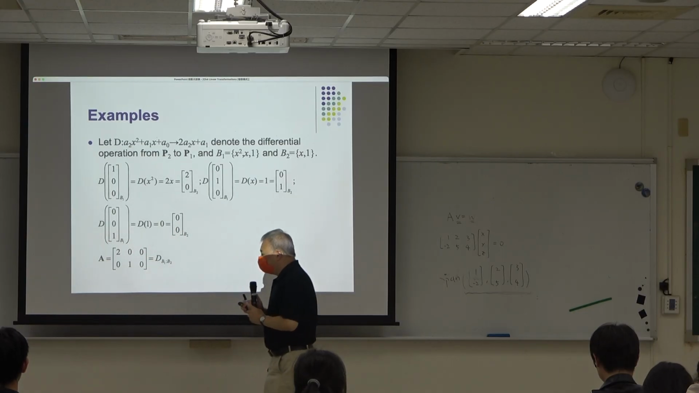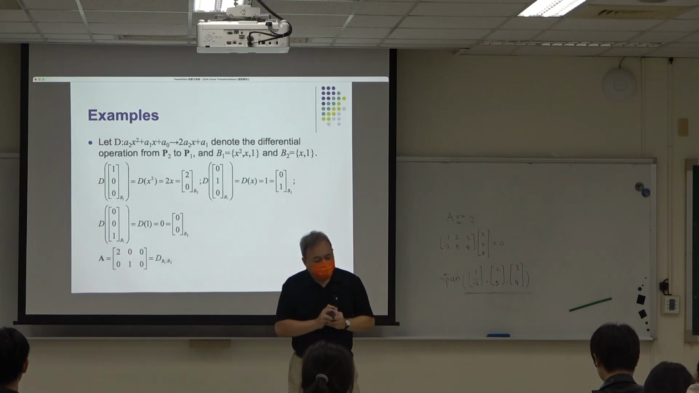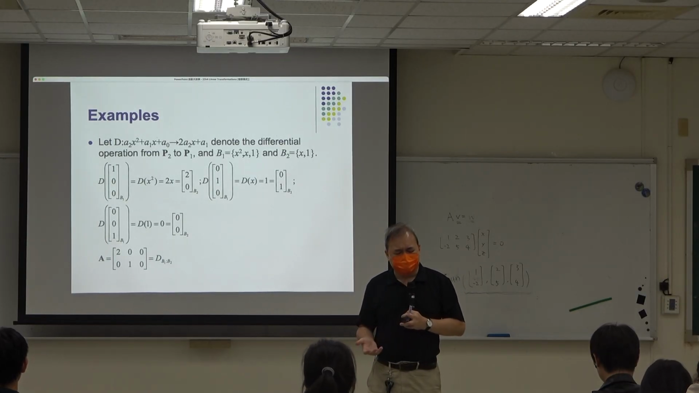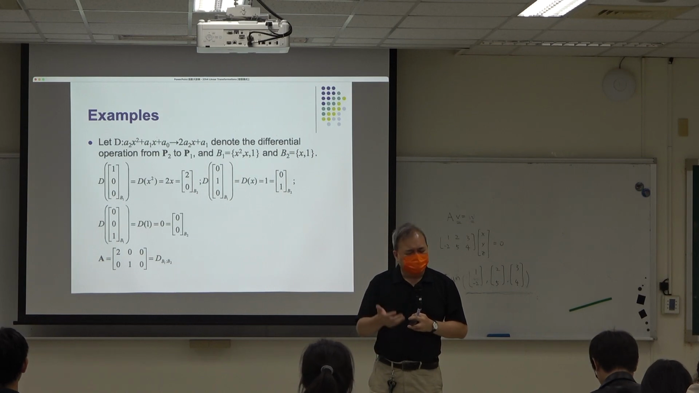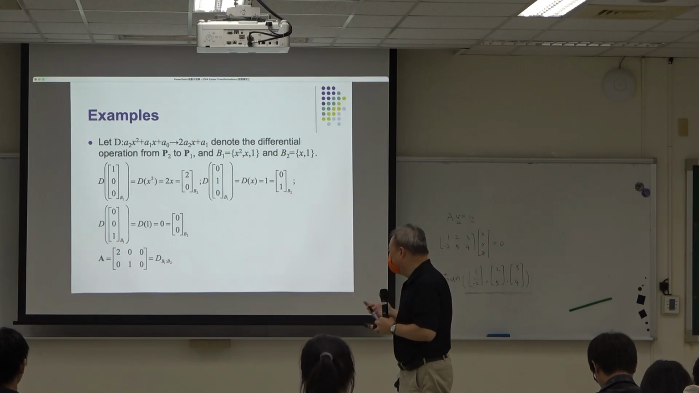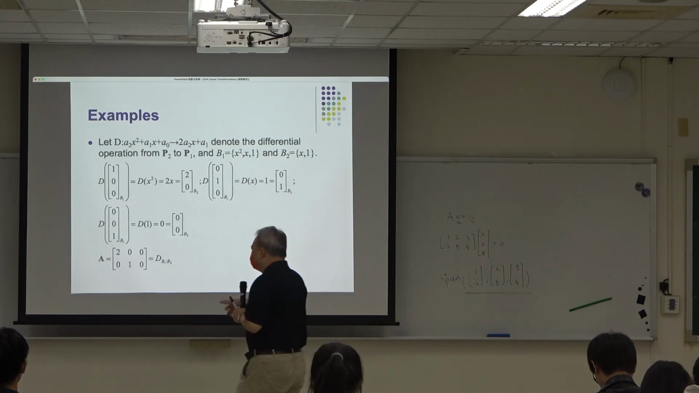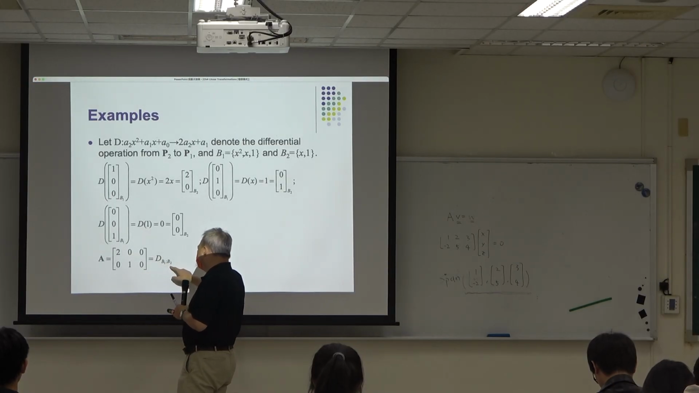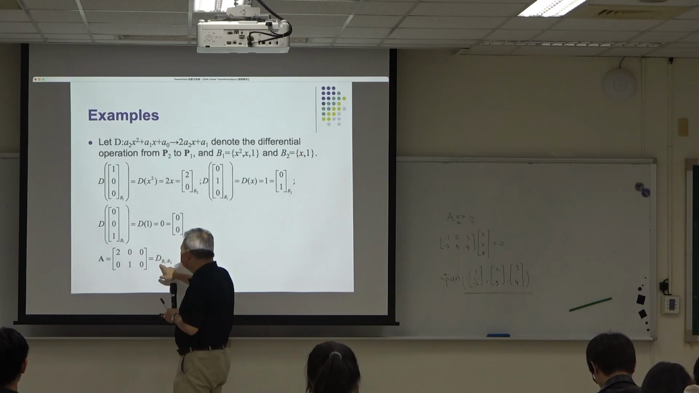So if you want to represent this differential operation, we know that differential operation is a linear transformation. We proved that previously. But now we are in a position to represent this linear transformation as a matrix, which is like this. But this one is from P2 to P1.